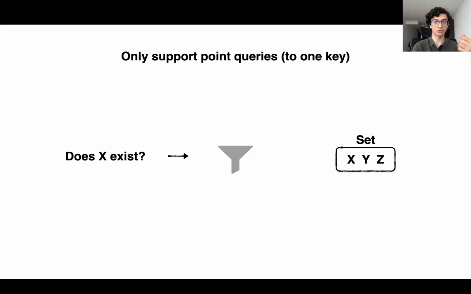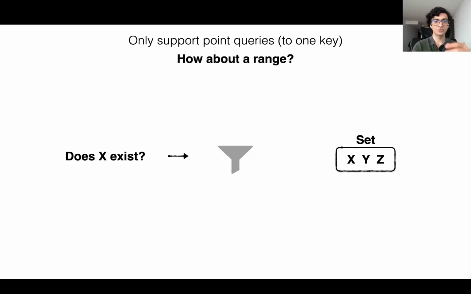So traditional filters are amazing. We love them. But they have one core limitation: they can only support point queries. So we can only give them a single key and ask if it exists or not. A natural question, especially in the context of a database system, is: what if I have a range of keys that I'm interested in?